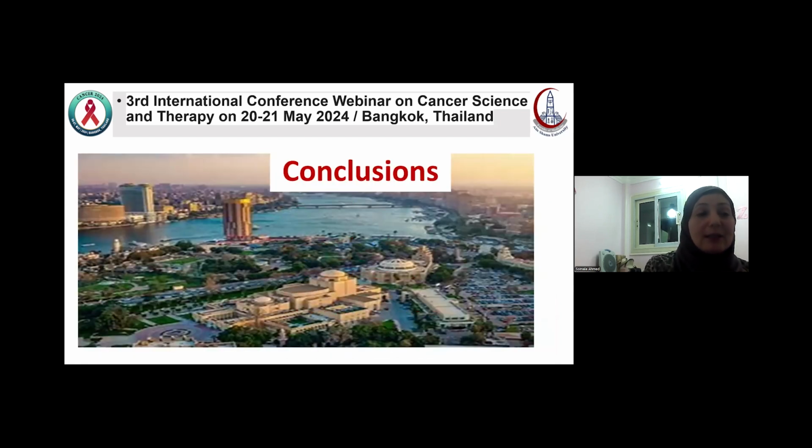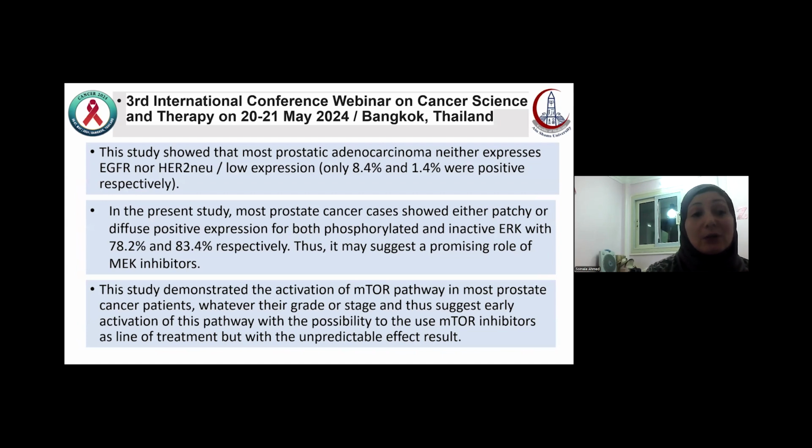So what is the conclusion? According to this research, EGFR, epidermal growth factor receptor, and HER2-NEU are mostly of limited expression in prostatic adenocarcinoma, and so their use as a target therapy may be of limited value.